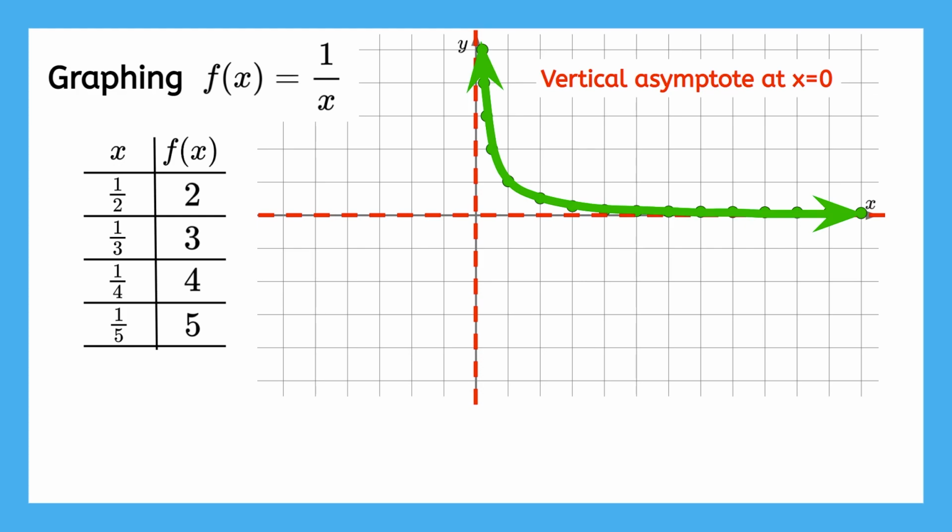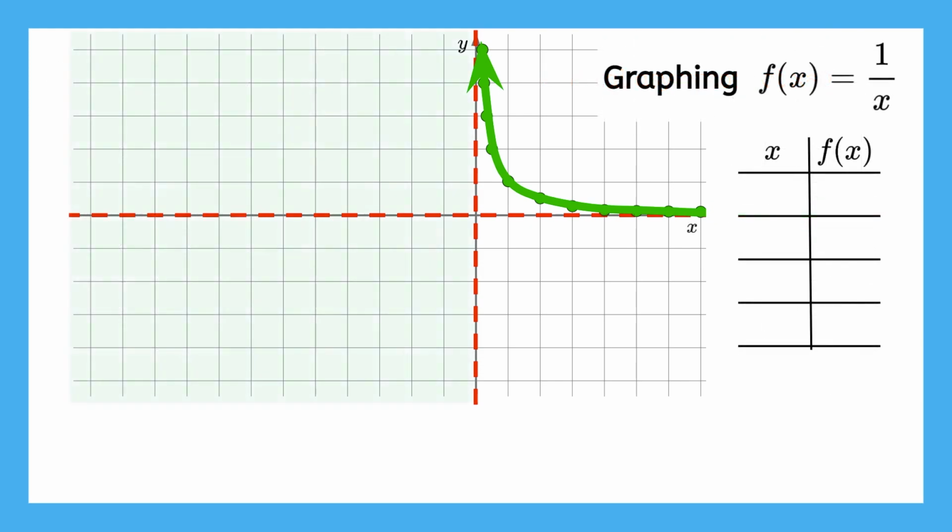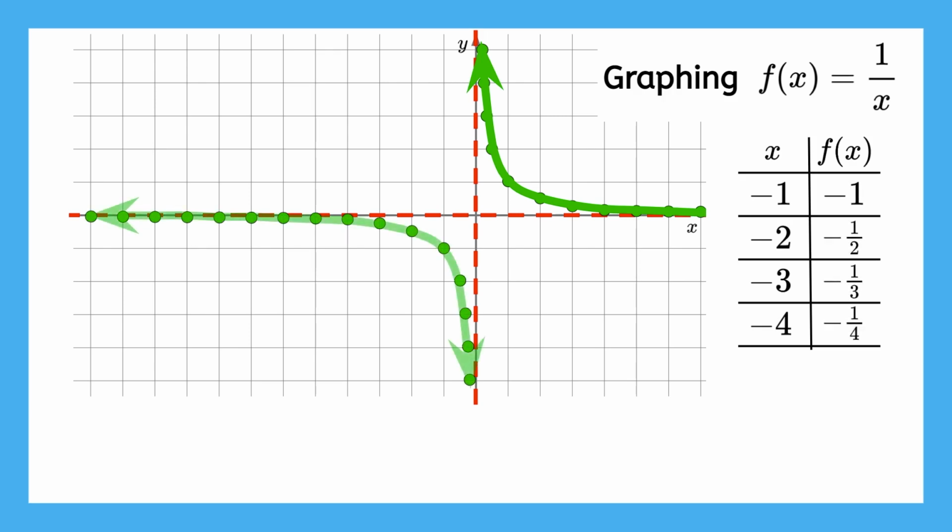But that's only half of it. We haven't looked at the left side of the graph yet. This function doesn't exist at 0, but it does exist at all negative numbers. Luckily, it's essentially the same. If we start with negative numbers, we get similar outputs, they're just negative now. The left half looks the same as the right half, but upside down and facing the other direction. Now, our sketch of 1 over x is complete.